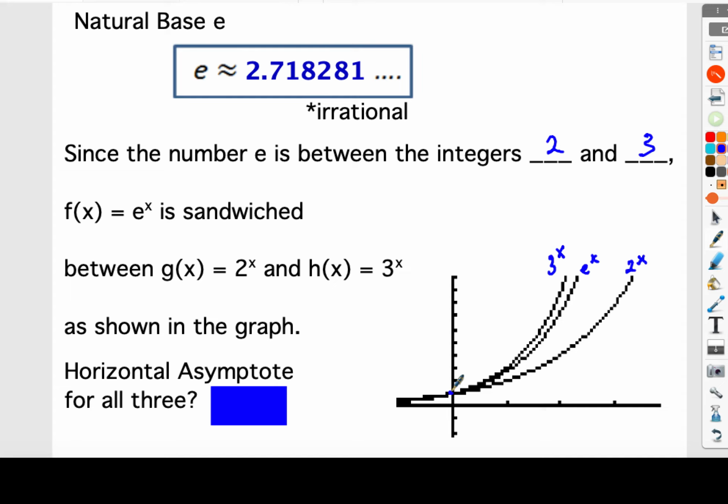Notice they're all still going through the point, right? 0, 1. But again, that e to the x sort of falls in between the other two. They all still also have a horizontal asymptote at y equals 0. So notice again, still not going to cross 0. Because e to the x is still just a number, right? E is still a number. It's a positive number, greater than 1. So it's going to cause that exponential growth, right?